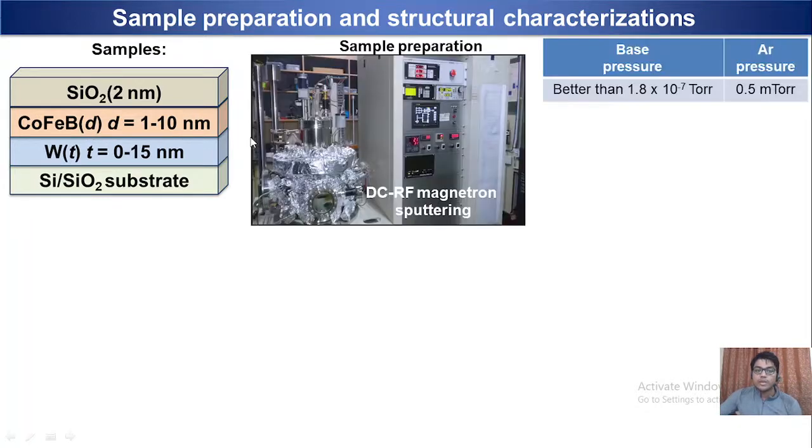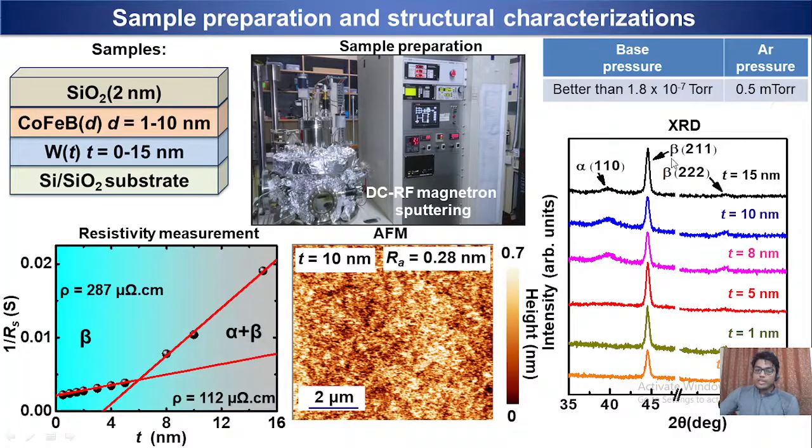Our sample is made using an RF/DC magnetron sputtering unit at a base pressure of 1.8 times 10 to the power minus 7 torr and an argon pressure of 0.5 milliliter. And these are a few static characterizations.